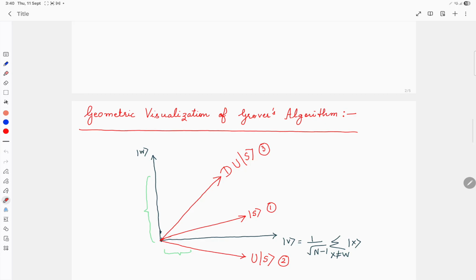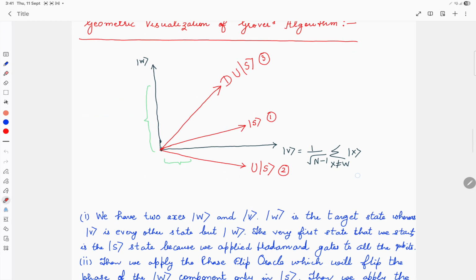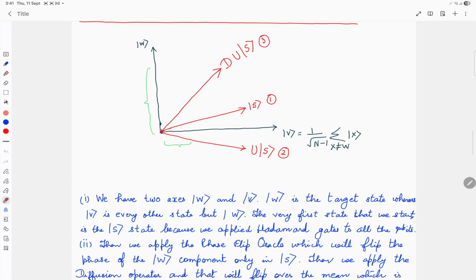Now we can geometrically visualize Grover's algorithm. Now we have two axes here. One is the ket W and the other is the ket V. So ket W is our target state. Ket V is all other states except W.